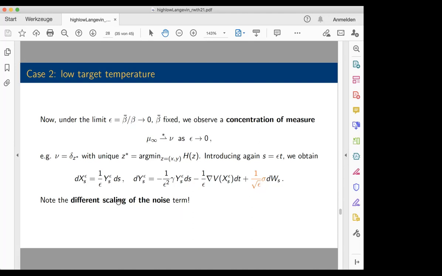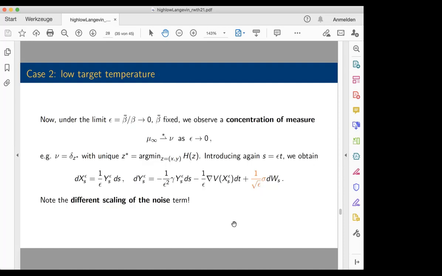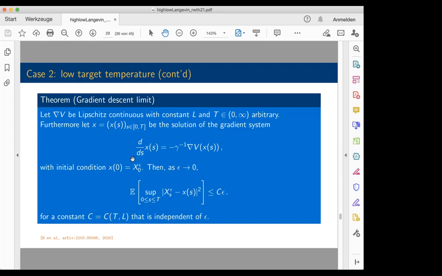And so if we now send epsilon to 0 after doing the rescaling of time, what happens is that we don't converge to the overdamped Langevin equation, but we converge to a gradient system. That's also not so surprising because with the 1 over epsilon we got the overdamped Langevin equation, while the 1 over square root epsilon here blows up much slower than in case 1. We get something where the noise doesn't survive the limit. So the noise doesn't appear in the limit equation anymore. The limit equation is basically the underdamped Langevin equation without the noise, and this is a gradient system.